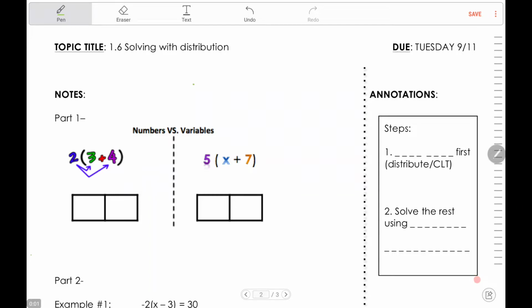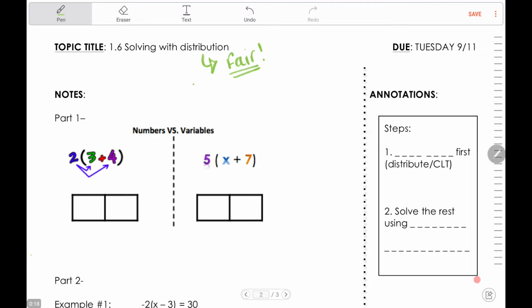Hi guys, so this video is on solving with distribution, but before we get to solving with distribution, I just want to go over what distribution is. When I think of the word distribute, I want it to be fair. So I want it to go to everyone when I'm giving out something, right?